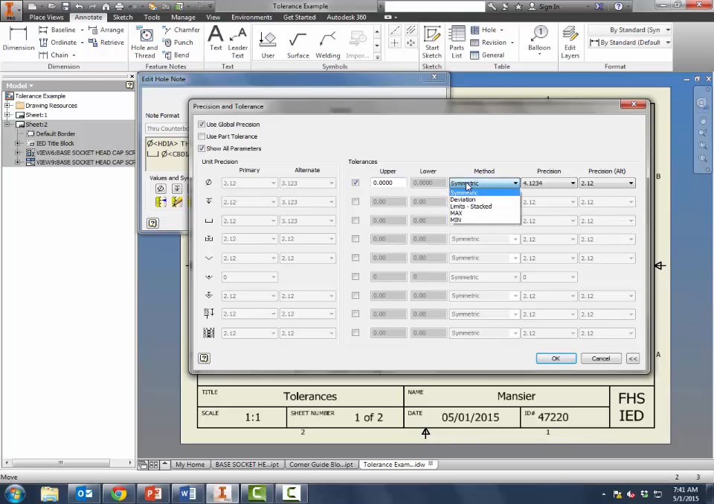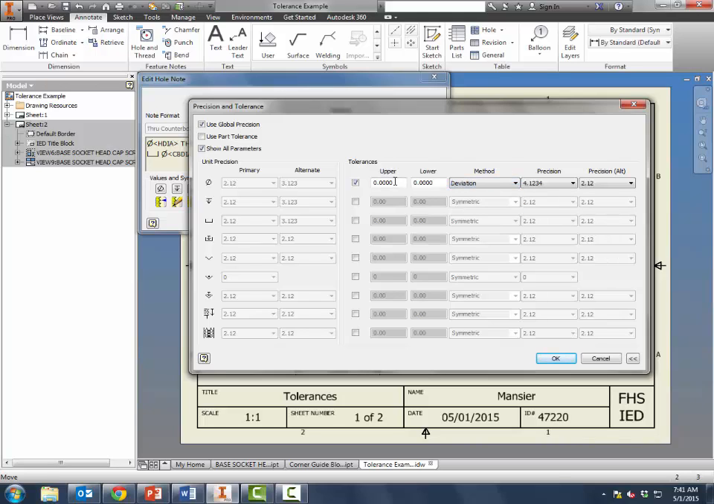Now, here's the thing that's a little bit confusing in Inventor. They don't use unilateral, bilateral, or limit dimensions. They use stacked, which is basically the two numbers on top of each other, symmetric, which would be bilateral, I mean same on both sides, and then deviation. And that's the one that we want.